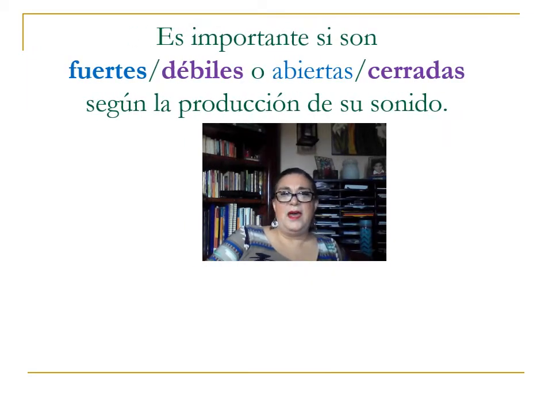Again, generally we associate strong with weak, fuertes, débiles. Also, we associate open and closed. Vowels have those characteristics. See? Like A, fuerte, abierta, okay, versus U, weak, and closed.